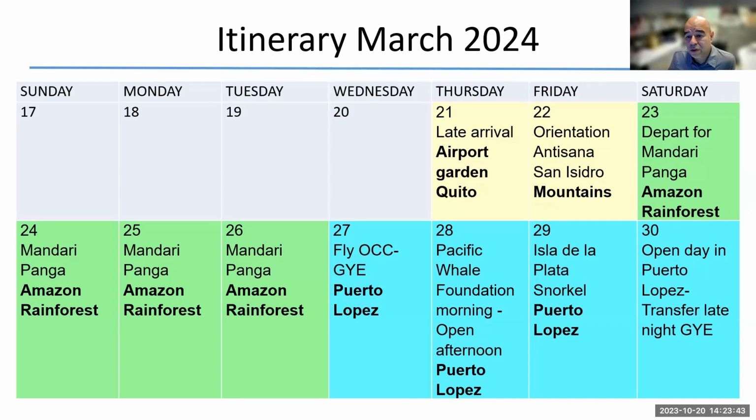Then we'll go to the rainforest. We'll be traveling the 23rd, arriving there late on the 23rd. We'll be there the 24th, 25th, and 26th in the Yasuni with our native community and our native hosts. And then on the 27th of March, we fly to Puerto Lopez. We'll be staying in Isla La Plata, and we'll have a day where we go to Isla Plata.